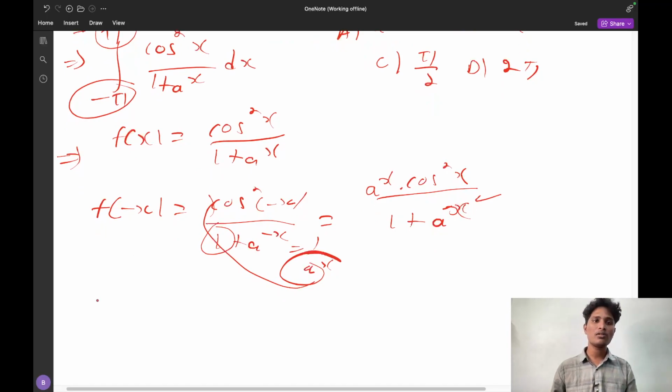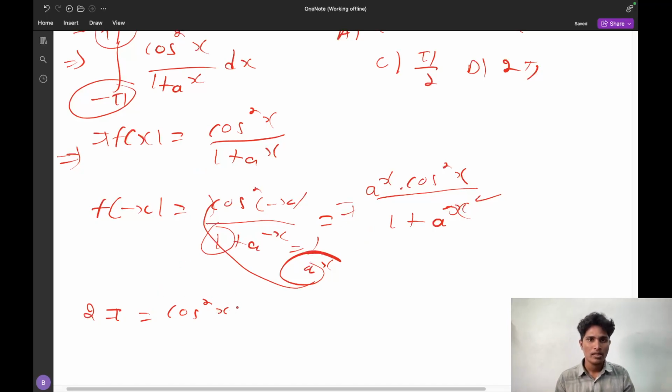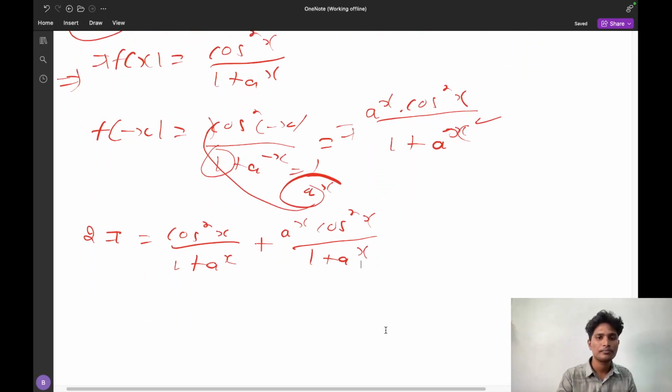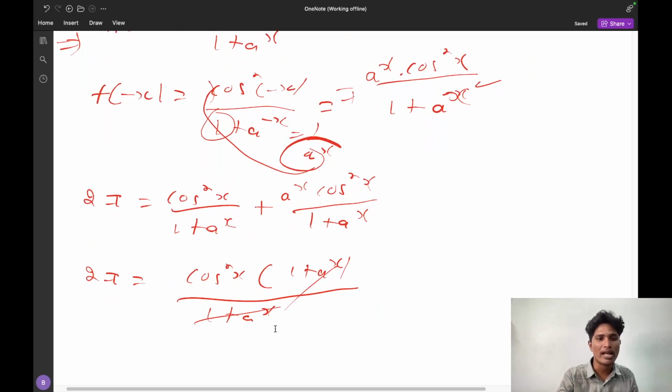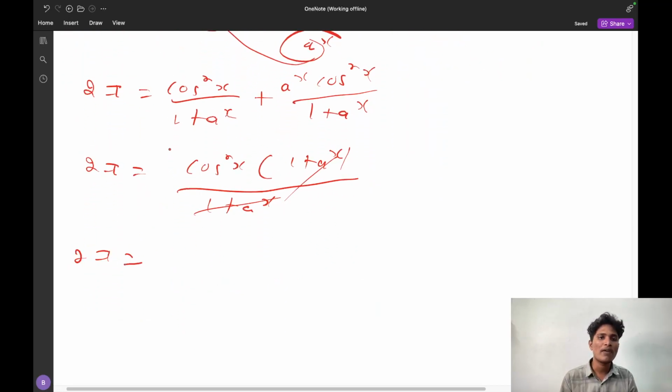And when I add these two, that is 2 into I, what will I get? I will get cos square x. This is I, this is I. So when I add, it will be cos square x divided by 1 plus a power x plus a power x into cos square x divided by 1 plus a power x. So 2I is equal to cos square x; I can take it common in the numerator. I will get 1 plus a power x divided by 1 plus a power x as the LCM, so these two things are cancelled. So 2I is equal to, I forgot to mention there is an integral, so the integral of cos square x dx.